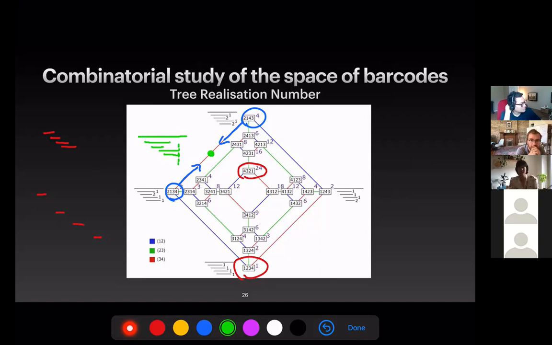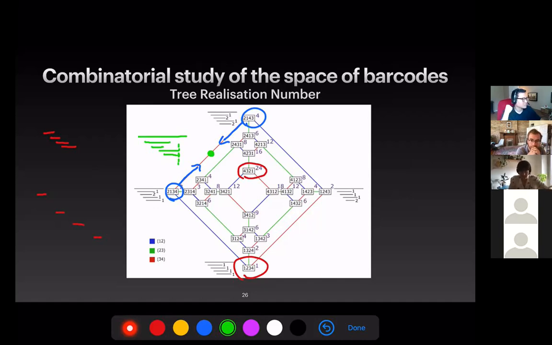But that's the idea of what's coming next, is how can we make this Cayley graph sort of a continuous version of this? And it turns out that you can do this, and it gives new coordinates on the space of barcodes, which is really nice.